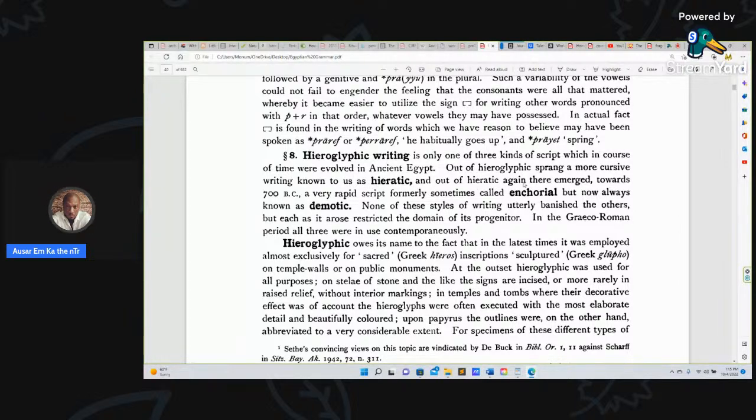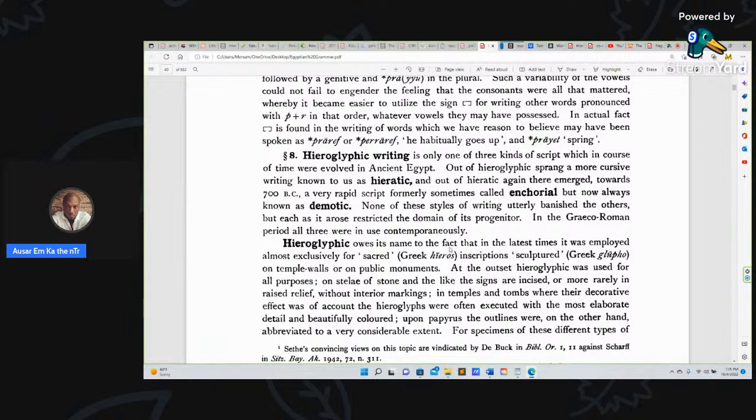And out of hieratic again, there emerged towards 700 BC a very rapid script, formerly sometimes called incorporeal, but now always known as demotic. So anyone who tells you that demotic or hieratic come before the hieroglyphic, they haven't done the work. None of these styles of writing utterly banished the others, but each, as it arose, restricted the domain of its progenitor. In the Greco-Roman period, all three were in use contemporaneously.